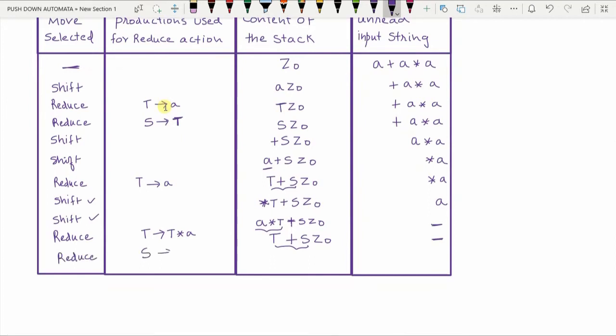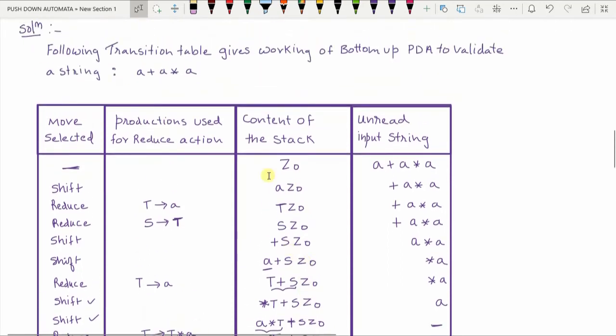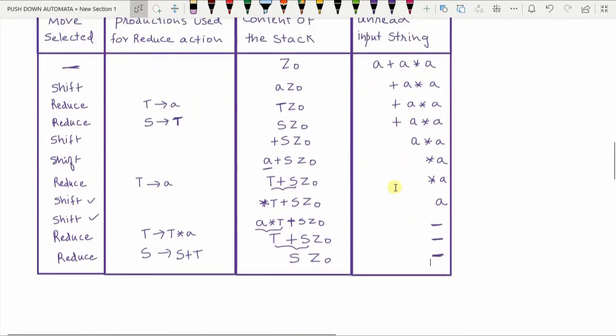Using the production S gives S plus T, this whole thing can be replaced with the start symbol, Z naught. Now have we reached the end? See, nothing is remaining to be read. So the input string is already read. And at that time, is the stack containing the start symbol? Yes. So it means that the given string A plus A into A is accepted.